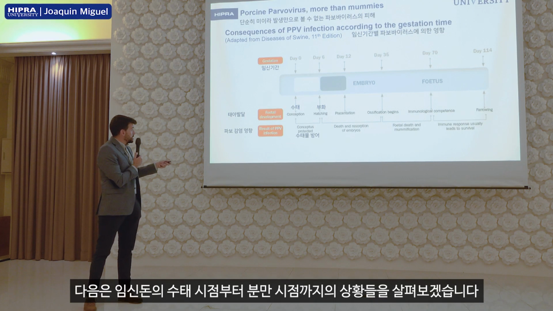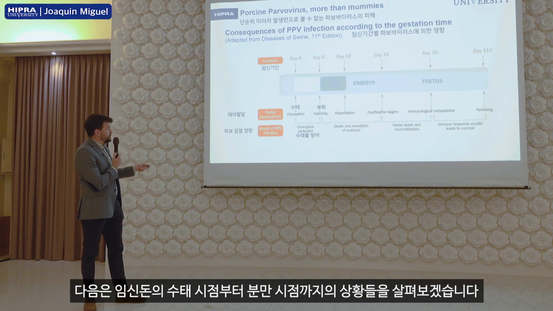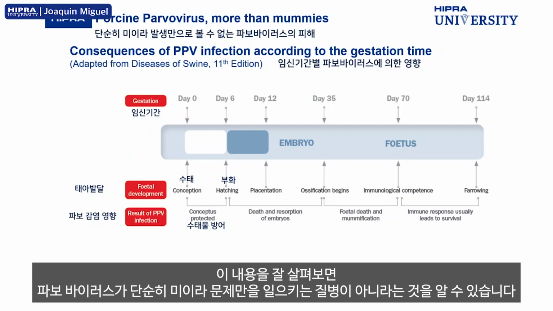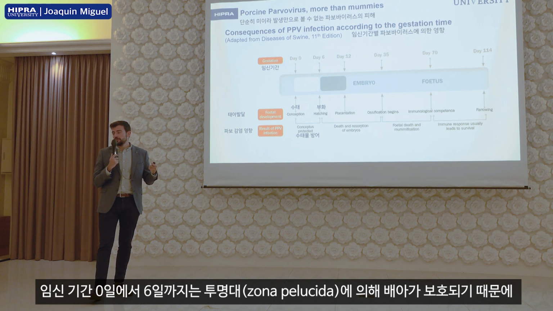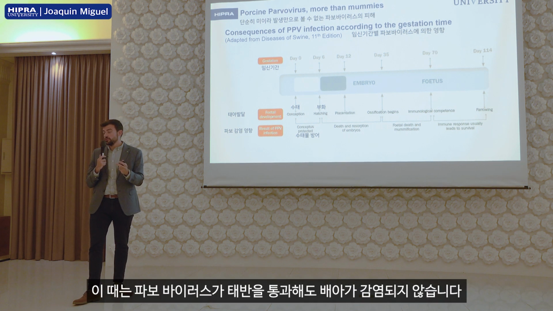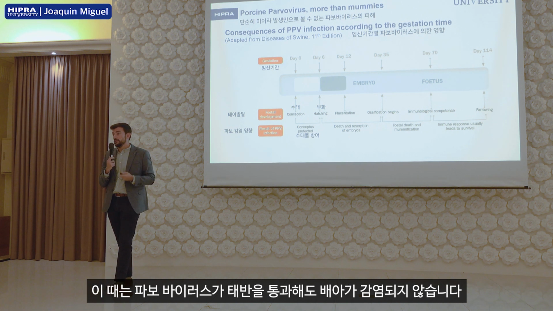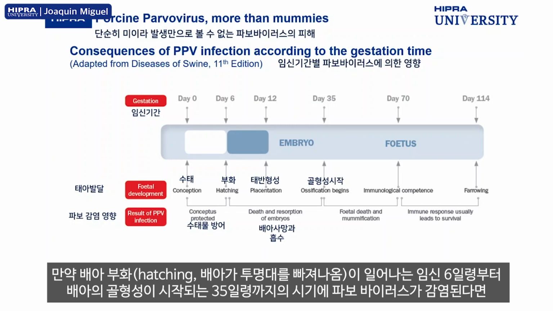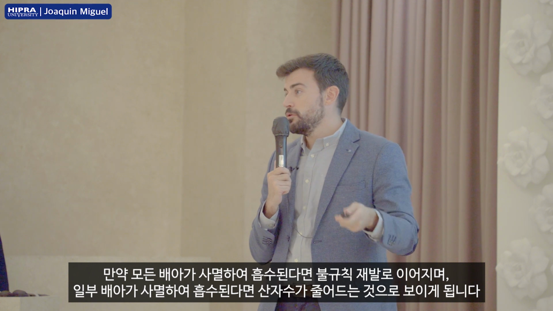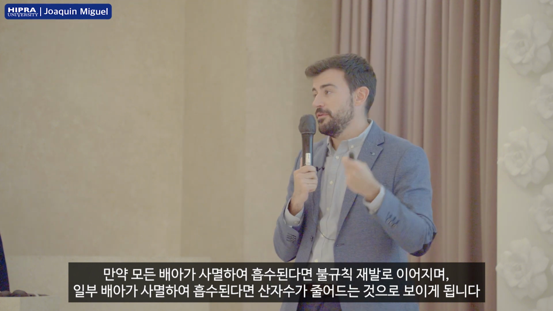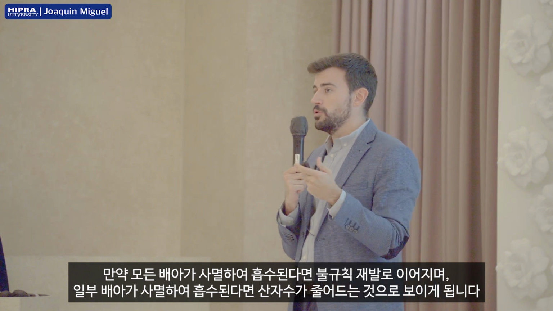Here we have the scheme of the gestation of the sow from conception until farrowing, and this is to review that parvovirus is causing more disorders than only mummified piglets. When the infection happens between day 0 and day 6 of gestation, the embryos are going to be protected by the zona pellucida. So although the parvovirus crosses the placenta, the embryos are not going to be infected. Between day 6, after the hatching or implantation, until the day of ossification around day 35, these embryonic losses that Antonio commented on in his previous presentation are going to happen. If it affects the whole litter, we are going to observe irregular return to estrus. But if it affects the litter partially, we are going to observe small litter size.